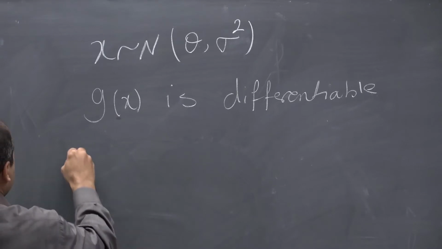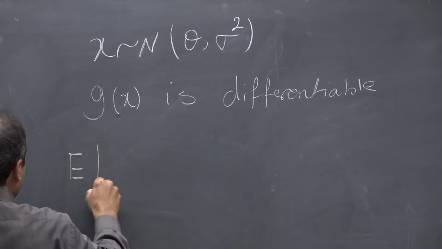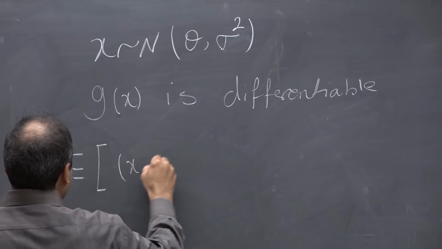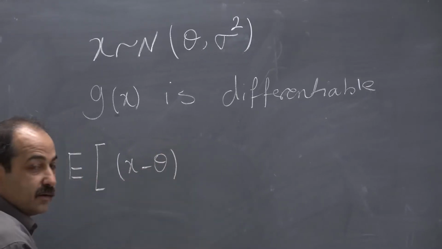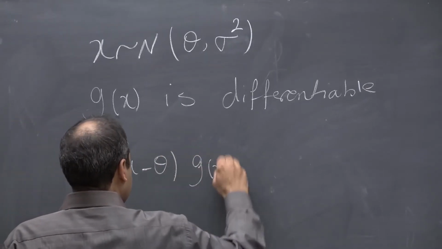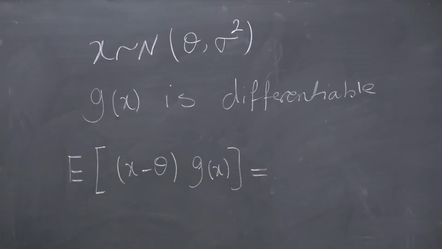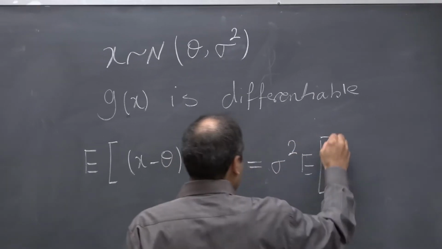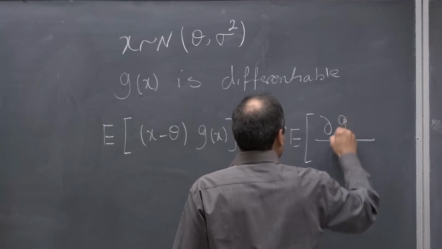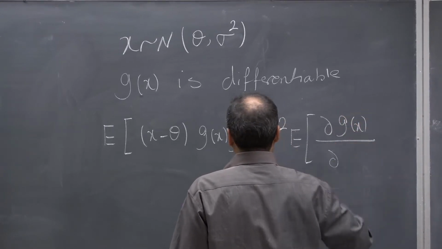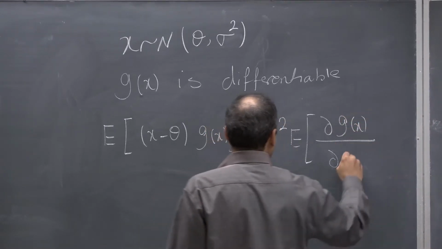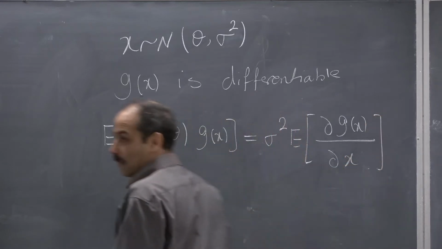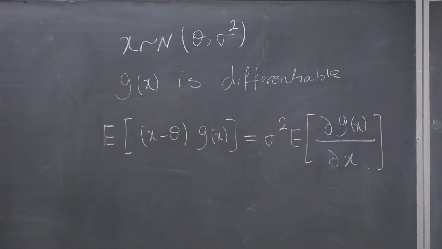So if you have this, then the expectation of (x minus theta) times g(x), according to Stein's lemma, is just sigma squared times the expectation of the derivative of g with respect to x. Okay.